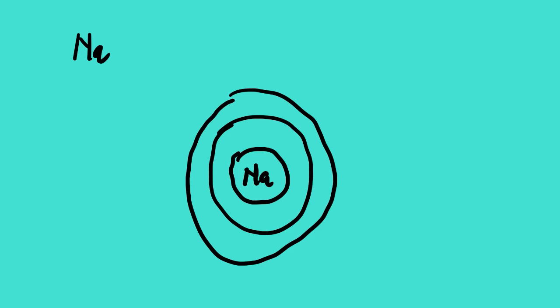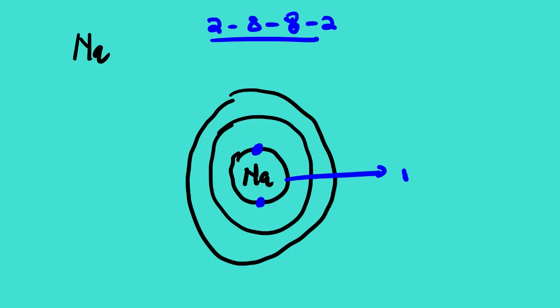Then since it's element number 11, it simply means that it will have 11 electrons. Remember this configuration, 2, 8, 1. So we have 2 electrons on the first energy level.